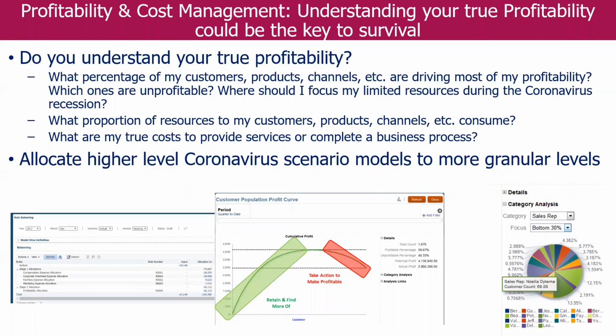And remember, a good tool will help you take your higher level scenario plans and your strategic models and allocate them down to a granular level so you can perform a profitability analysis on your scenario planning and on your strategic models as well. A good technology will help you. A bad technology just gets in your way. We've all been there, I'm sure. Got the scars to prove it, right?